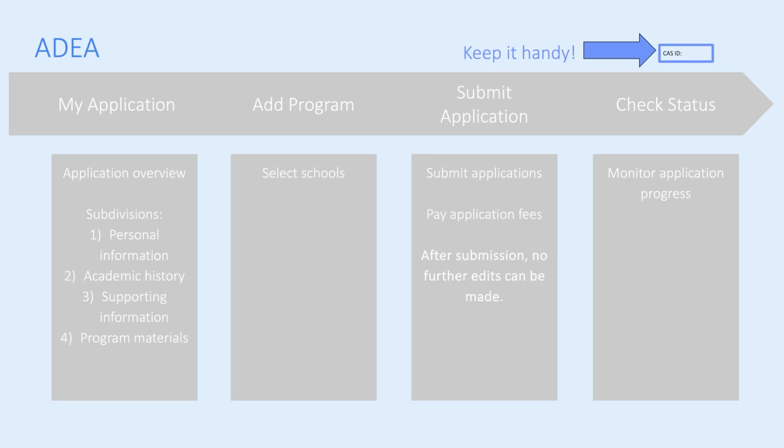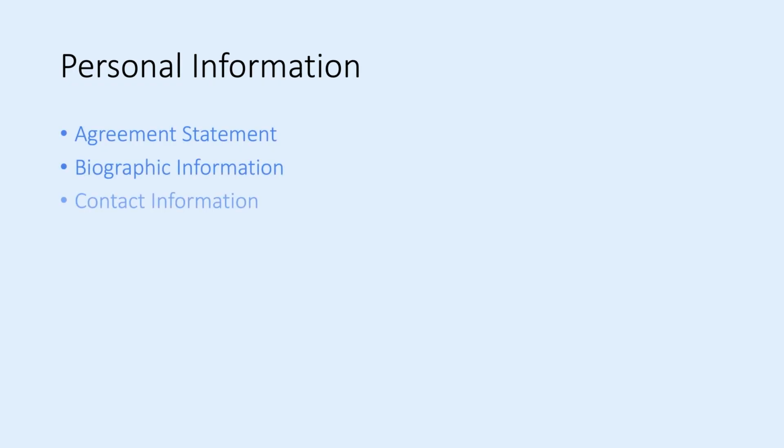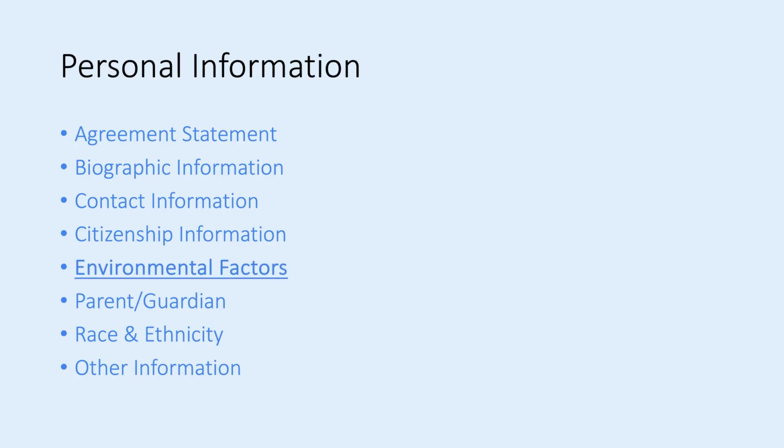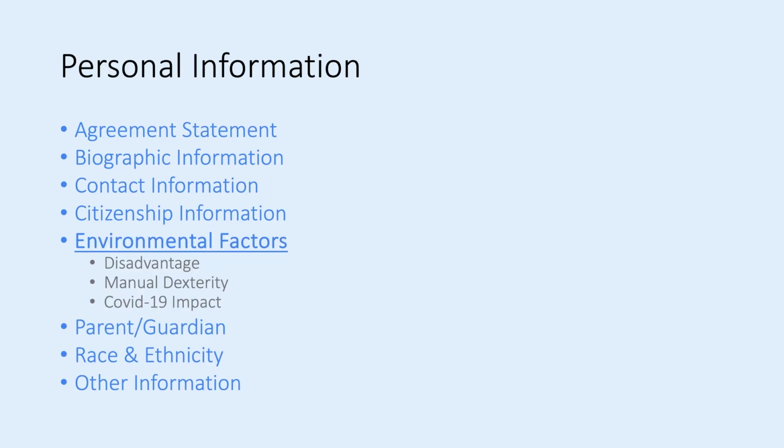Let's dive deeper into the My Application section. First, the personal information. This section has several parts, including agreement statements, biographic information, contact information, citizenship information, environmental factors, parent and guardian, race and ethnicity, and other information. Pay special attention to sections that might require essays, such as environmental factors if you identify as a disadvantaged applicant, and other information like demonstration of manual dexterity or COVID-19 impact.